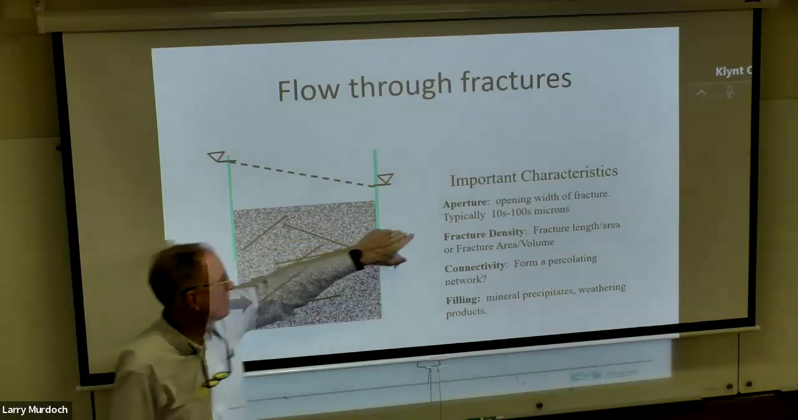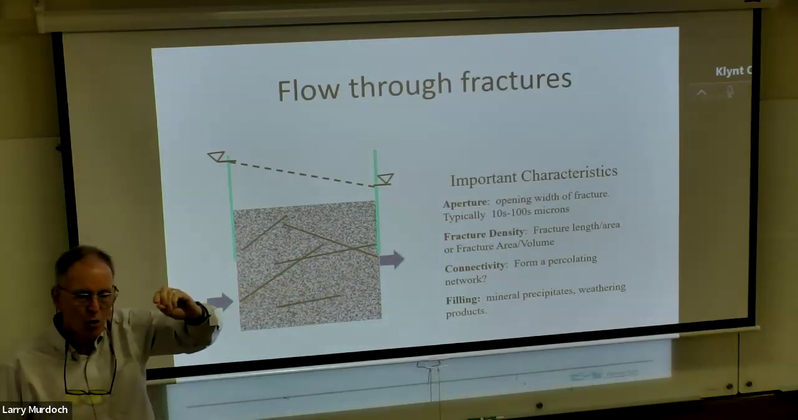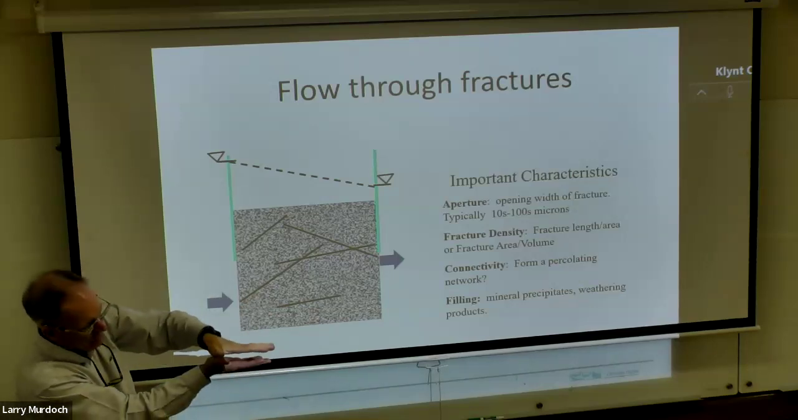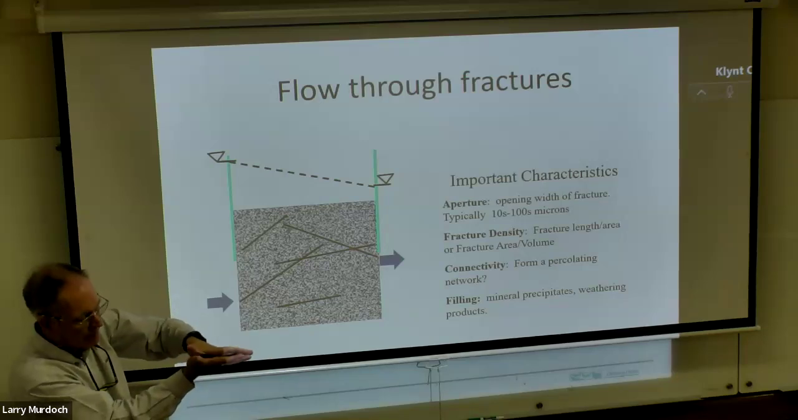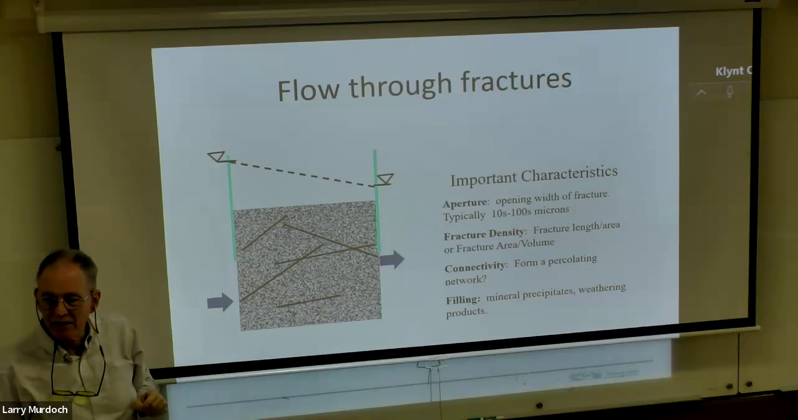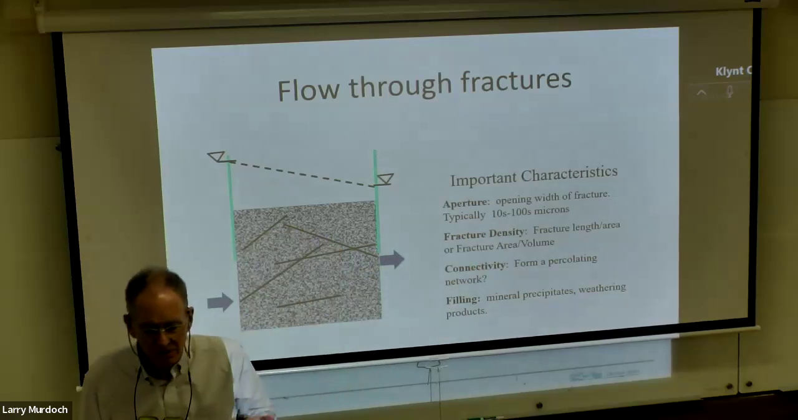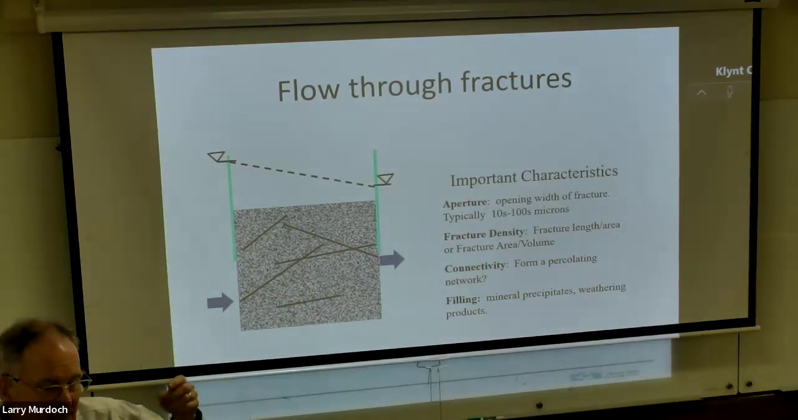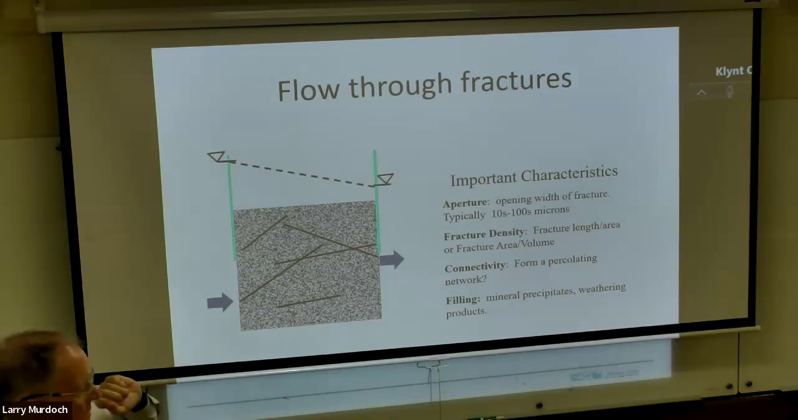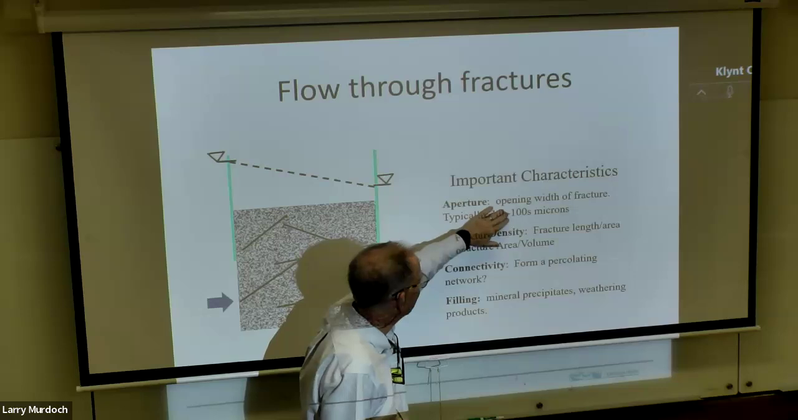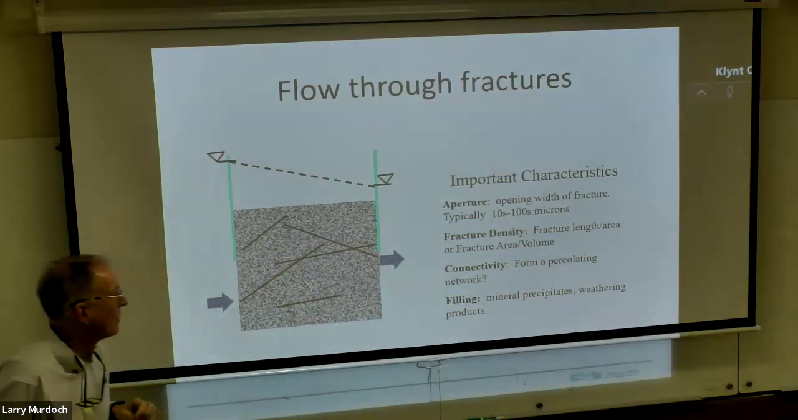So the aperture of a fracture is how much it's open. We think of a fracture as a break, and there are two surfaces and a gap between them, and the aperture is the width of that gap. Typically for fractures in the subsurface, the aperture is tens to hundreds of microns. A micron is a 1,000th of a millimeter. So 100 microns is 1/10 of a millimeter.